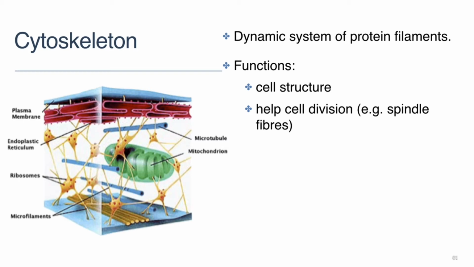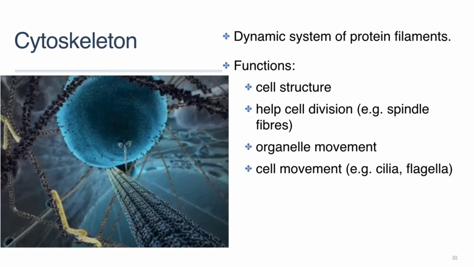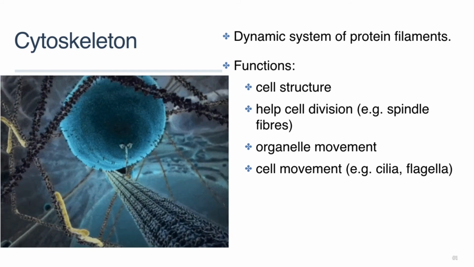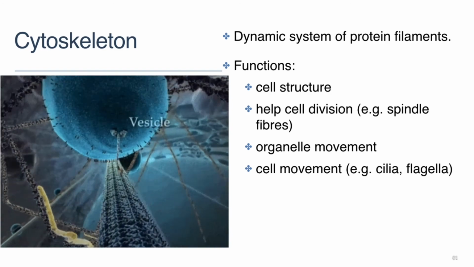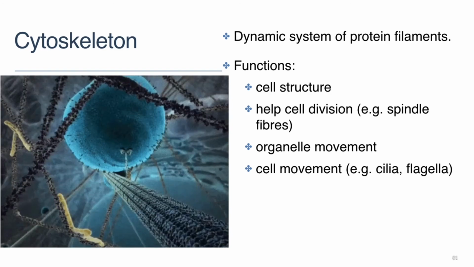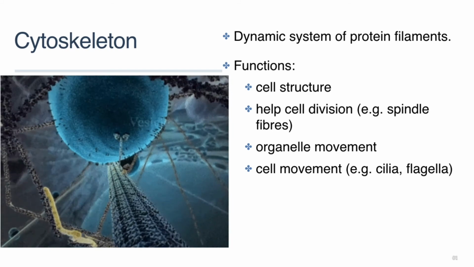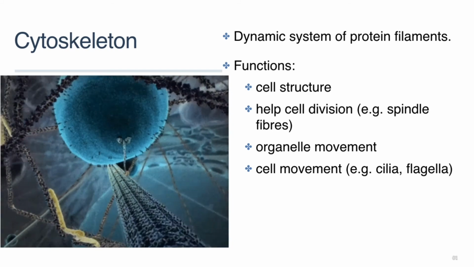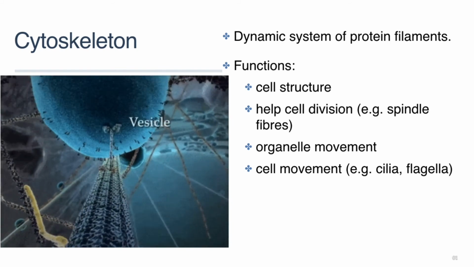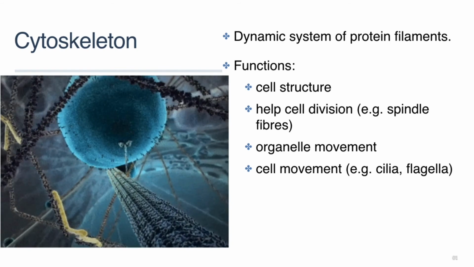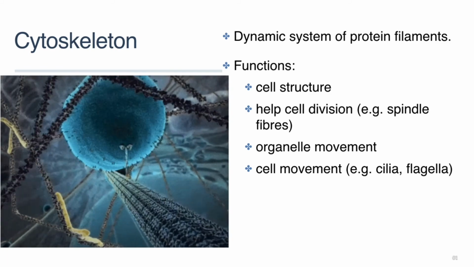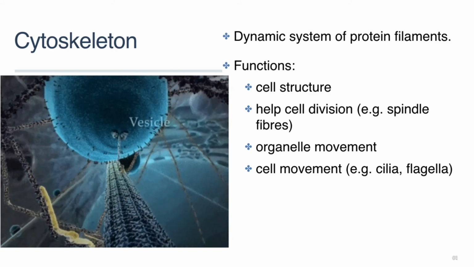They also allow for movement of organelles within the cell, as seen in this animation of a vesicle being moved by a kinesin protein from one part of the cell to another. And it's basically moving along the protein fibers of the cytoskeleton. The cytoskeleton is also involved with cell movement. Whenever a cell needs to move, it's the cytoskeleton that's usually responsible for that, like, for example, in the case of structures called cilia and flagella, which we'll discuss in a little bit more detail in a second.